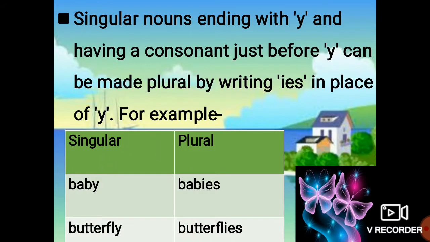Next, singular nouns ending with y and having a consonant just before y can be made plural by writing ies in place of y. It means that the singular nouns which end with the letter y and just before y is a consonant, then such singular nouns can be made plural by writing ies in place of y. For example, baby becomes babies, butterfly becomes butterflies.